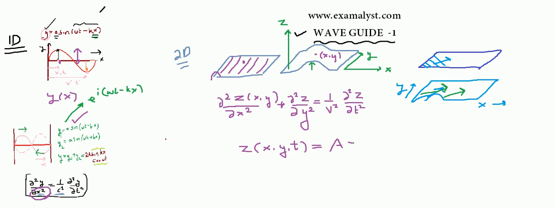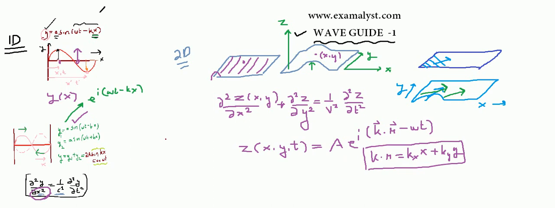So I can write A e to the power i, everything is okay, but here I'll have k dot r. Okay, I'll have k dot r minus omega t, and this k dot r can be written as, so k will have two components, kx and ky, and the other component is your y, and the big Y here comes from the r. So this is the wave equation in 2D.